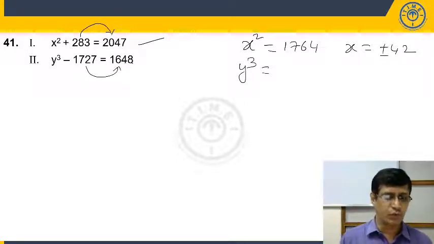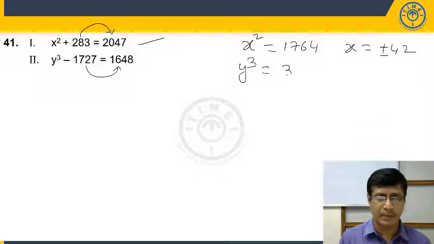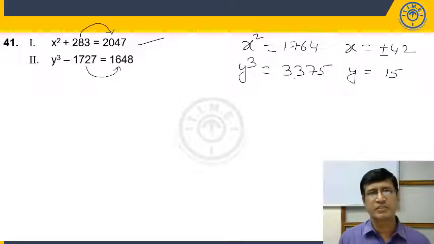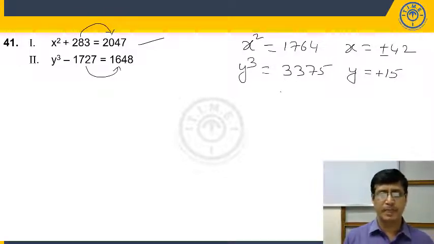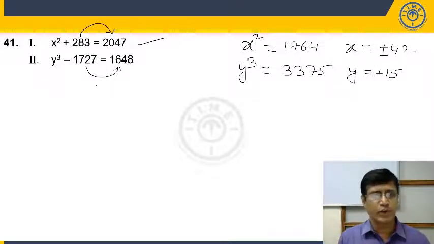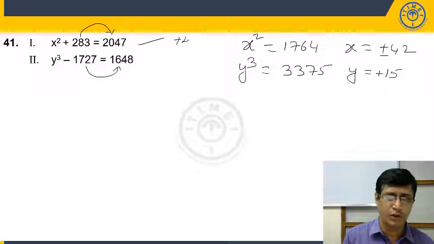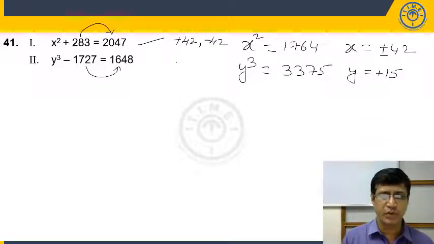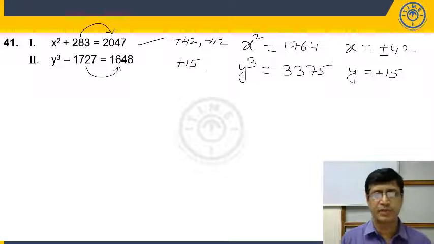So the sum of these two values means 3375. 3375 is a perfect cube. It is 15 cube. So positive 3375 is given, and you'll get only one value, that is plus 15. Now x is satisfying for two values. One is plus 42, the other one is minus 42. y is satisfying only one value, that is plus 15.